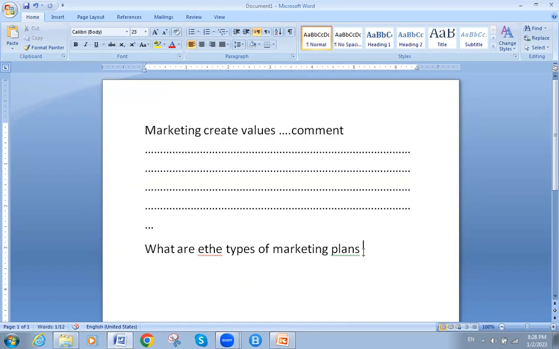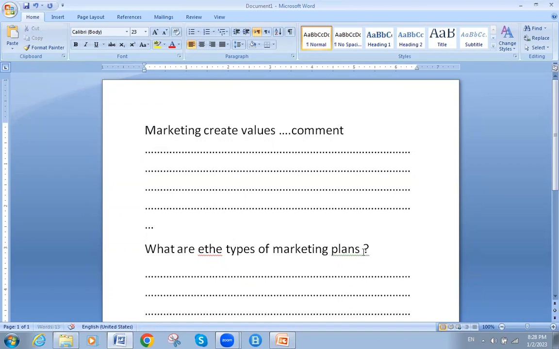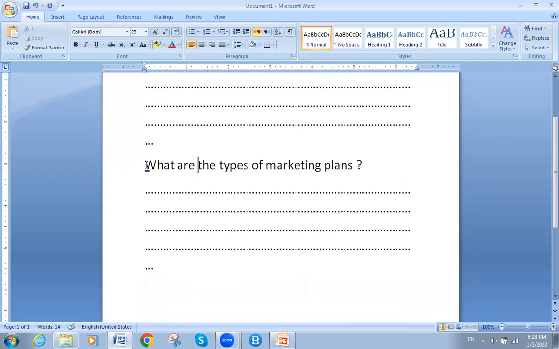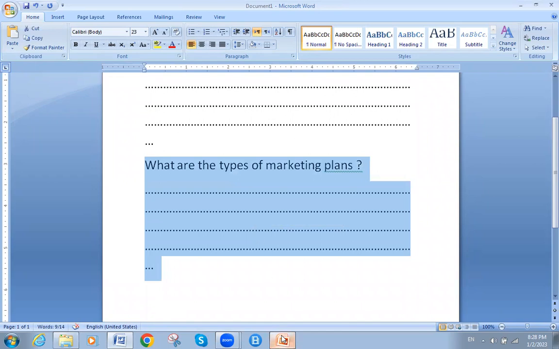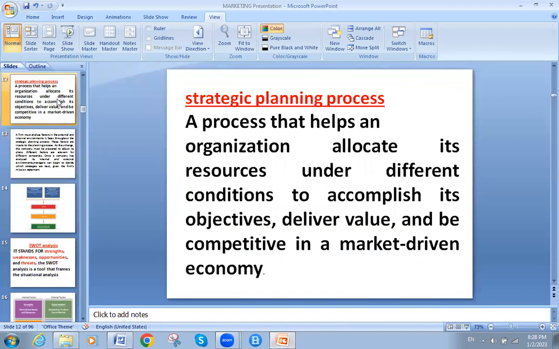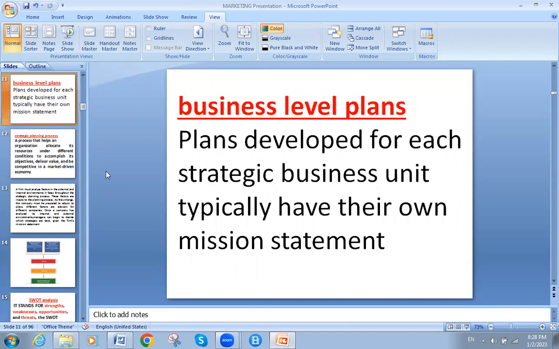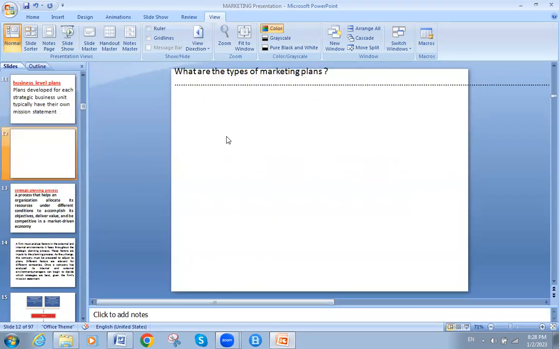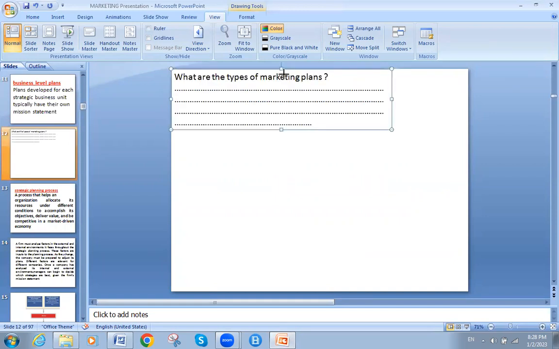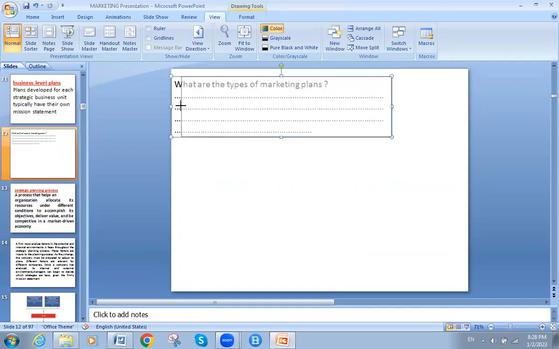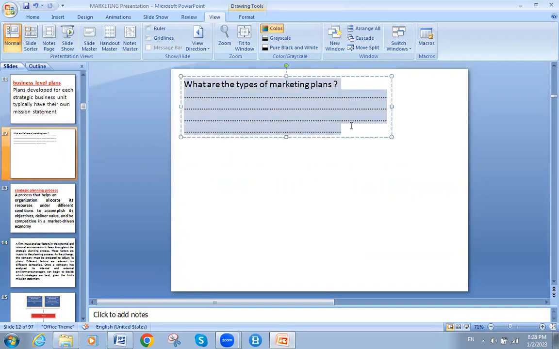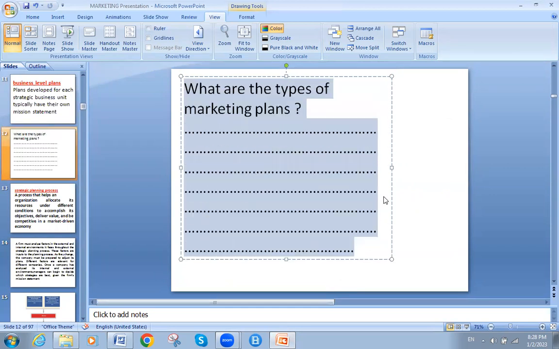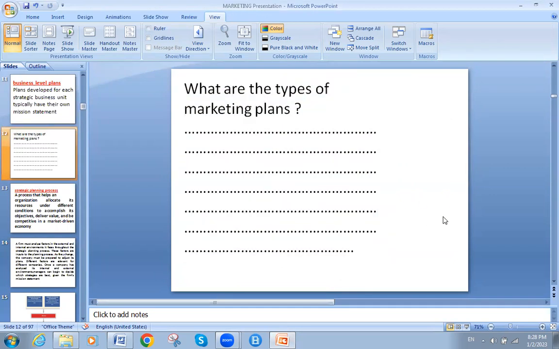I will put it right here, for everyone to answer: what are the types of marketing plans? Here's the second question. Here we will have one new slide, and I will put the question in the slide. Perfect. Fine. And here we go. This is your question. What are the types of marketing plan?